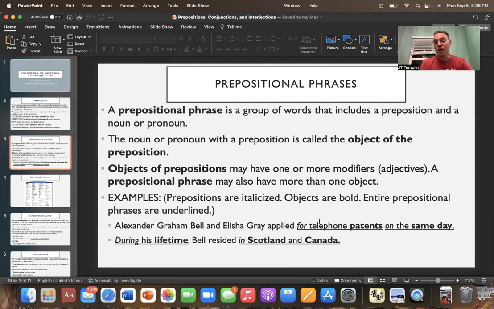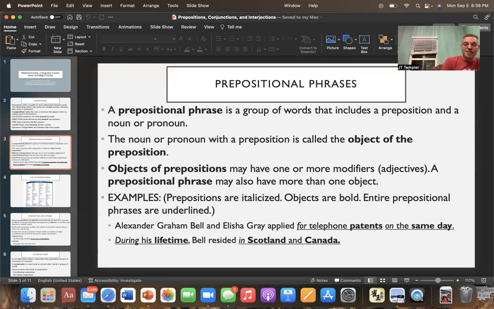Why? Because they are connecting or elaborating on the verb, right? So if we look, Alexander Graham Bell and Alicia Gray are our subject. All they did was apply. Everything else, we see them underlined. You can sit here and actually cross them out. There is no way they are the subject or the verb.